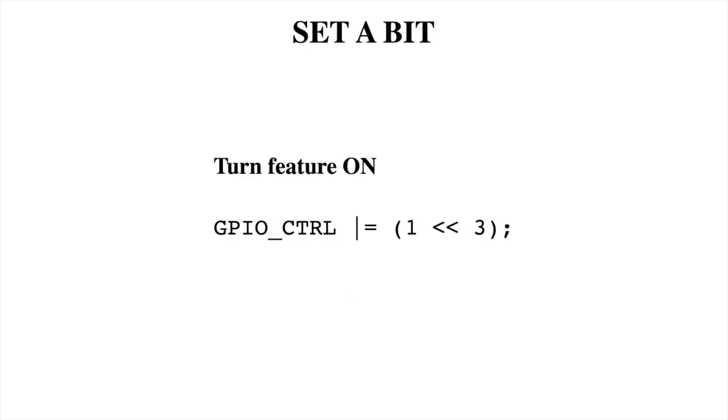Let's see how we can set a bit. Here we have a register named GPIO control. We want to set its third bit without touching any other bit. To do that, first we need to create a mask. We take a 1, left shift it by 3, and then do an OR with the GPIO control register. That's how we can set the third bit easily. This is the safest and most common operation in embedded C.